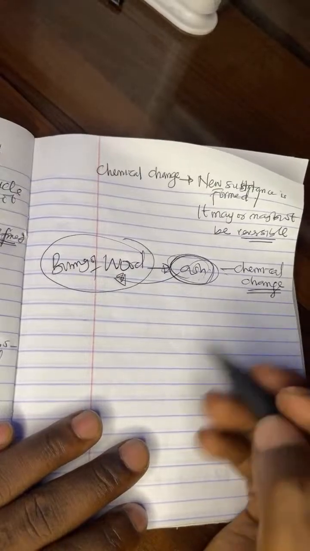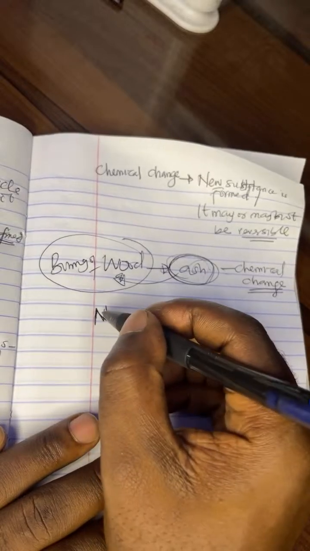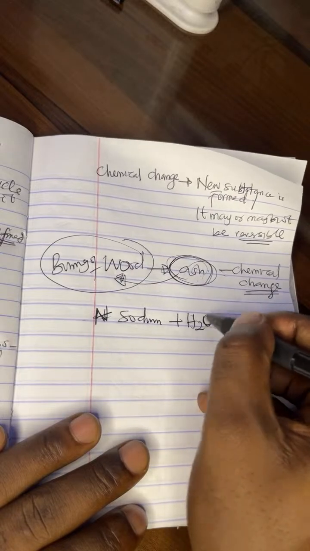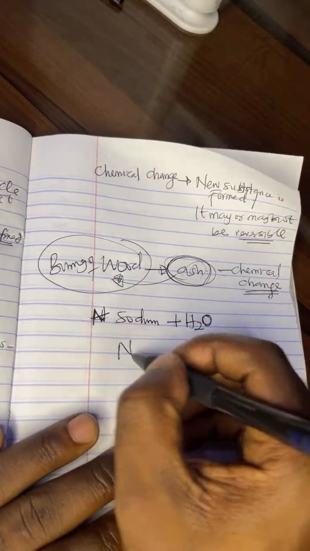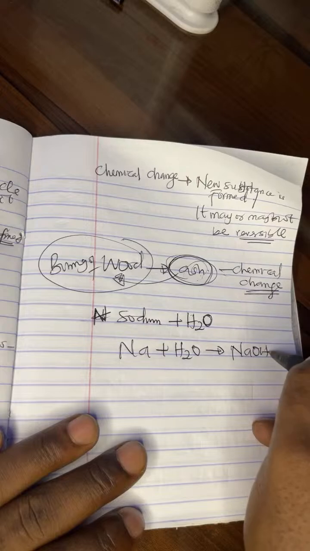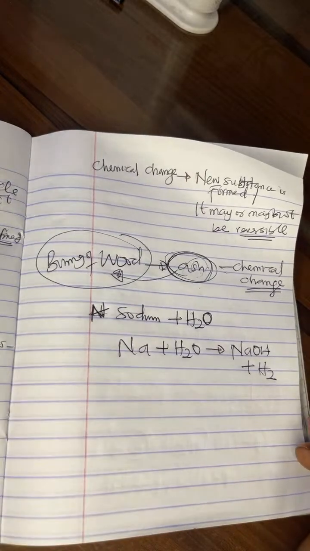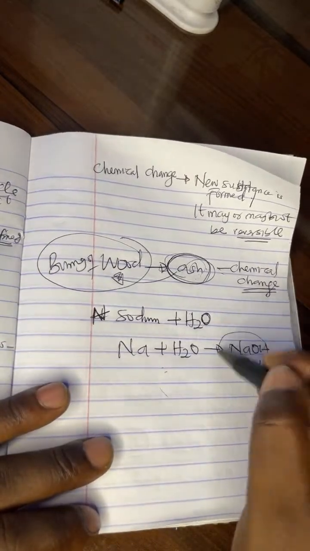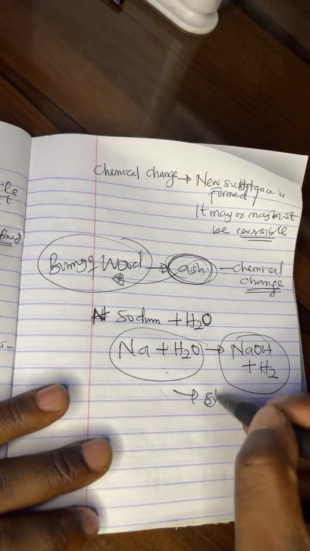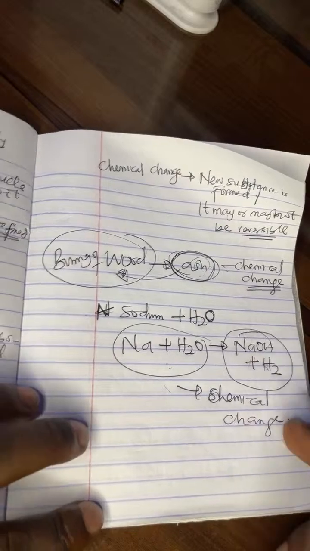Another very fantastic example is, let's say you have sodium, you throw it inside water, right? So this is the reaction: Na plus water to give NaOH plus what? Hydrogen gas. You cannot even reverse this back, because these are new substances that are different from this. So this kind of change is a what? Is a chemical change. Okay, it's a chemical change.